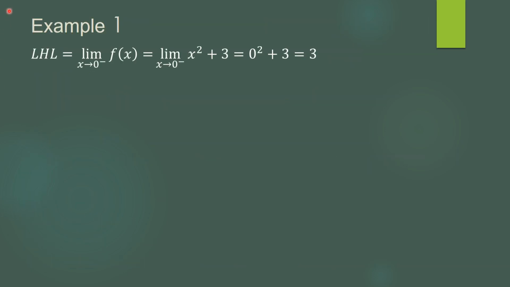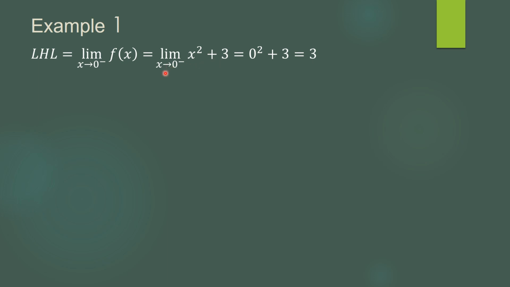Now the left hand limit means limit x tends to 0 minus. As it is a left, here it will be the negative of f of x. Here we have to select the function. There were 3 functions given. We will select the function which is given for x less than 0, and that function was x square plus 3.